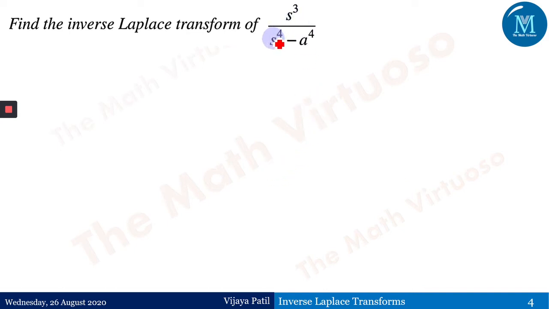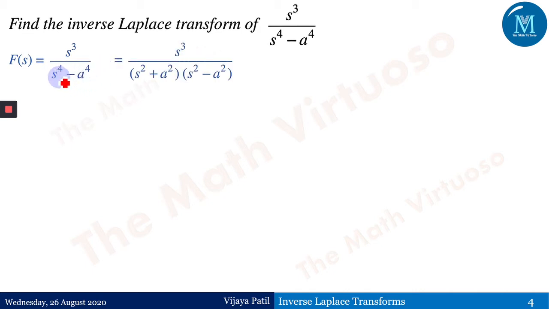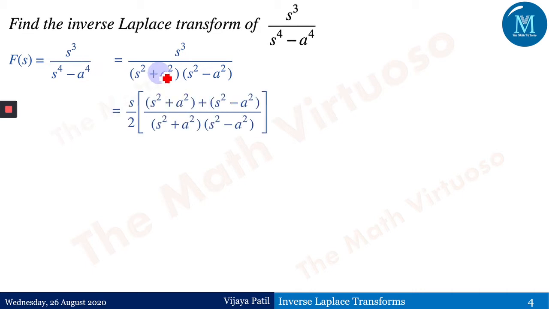Now, s cube upon s to the power 4 minus a to the power 4. Again, this is a different method from what we discussed in the last slide. So it is s cube upon s to the power 4 minus a to the power 4. A square minus b square is (a plus b)(a minus b), so it is (s square plus a square)(s square minus a square). Now if you observe here, the numerator is s cube, so the previous slide's method is not useful because we have not got it here.